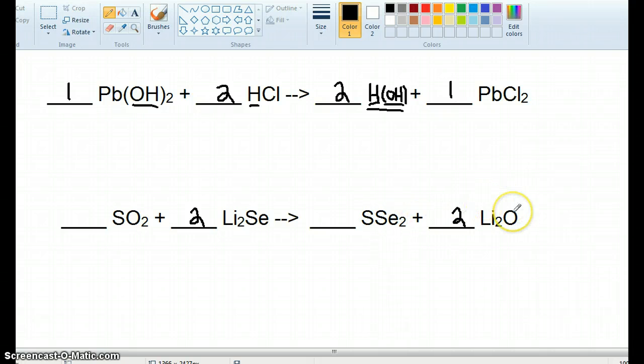But now I have 2 oxygens on the right. I look back over at the left, and I also have 2 oxygens, so those are balanced. And then 1 sulfur on the left and 1 sulfur on the right. And since everything's balanced, I put in my 1s, and I am done.